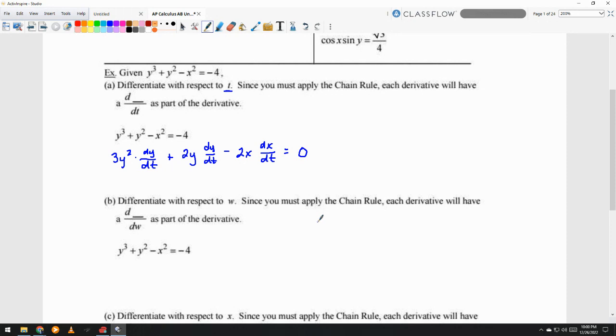I encourage you to try part B. It's pretty much the exact same problem, but the variable we're differentiating with respect to is changed from a t to a w now. So pause the video, give that a try on your own, and then come back and see how you did.